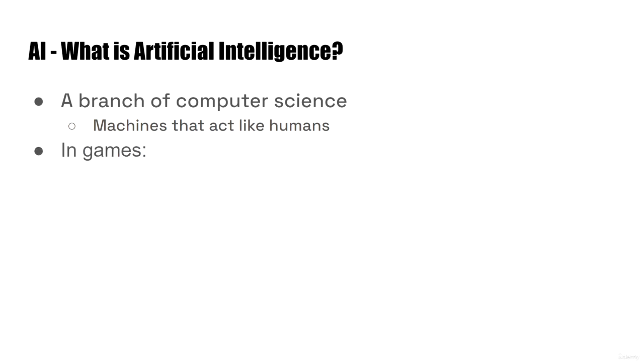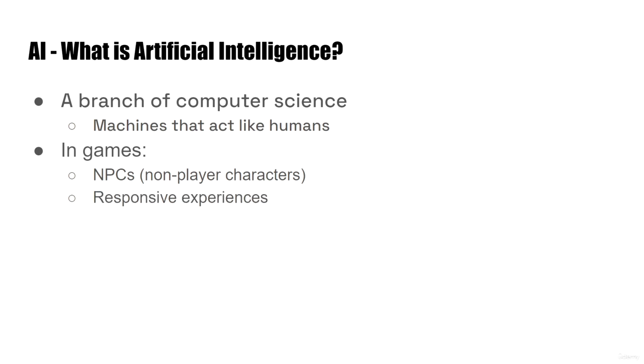In games, examples of this would be NPCs, non-player characters, characters that populate a world and give the illusion of intelligence. Another example of AI in games is responsive experiences, things that change in response to user input. So if you're planting seeds or creating a garden on your island and it attracts some sort of animal or creature that eats your food, then this gives the illusion of a responsive environment.